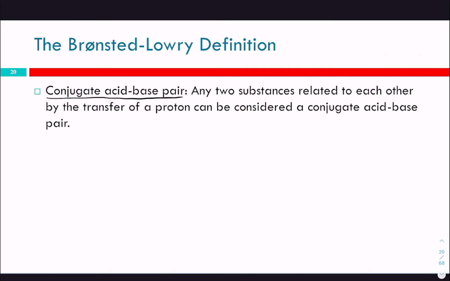This is different. So for water, if we have water, let's say plus HCl, the proton on HCl, the hydrochloric acid, is going to be donated to the water. So we'll get H3O plus, plus Cl minus. So here, water is acting like a base. And its conjugate acid is H3O plus.